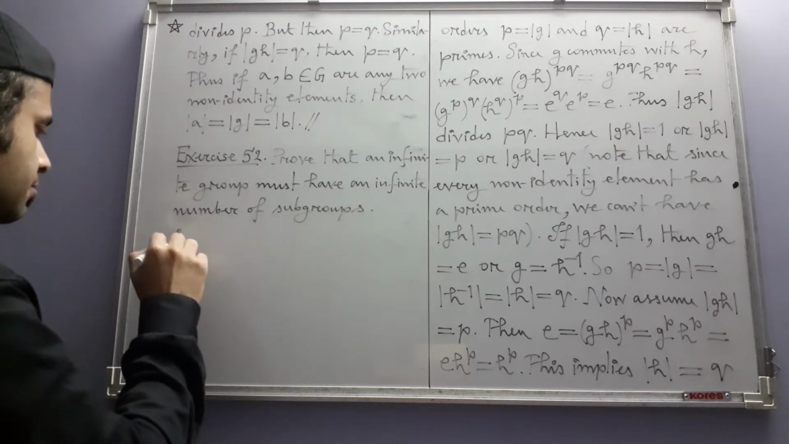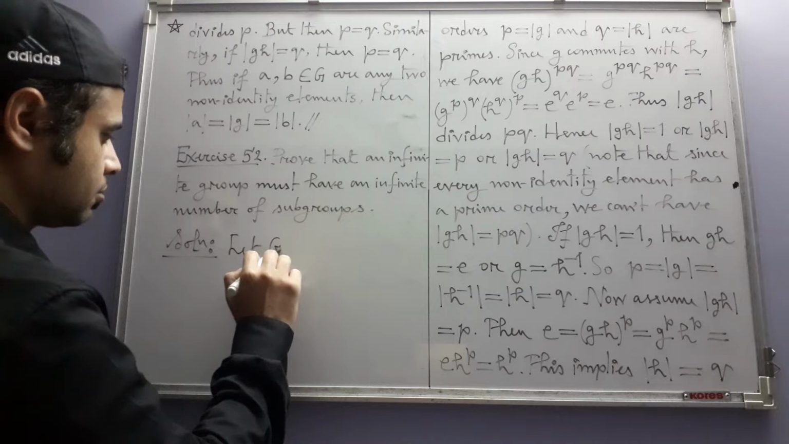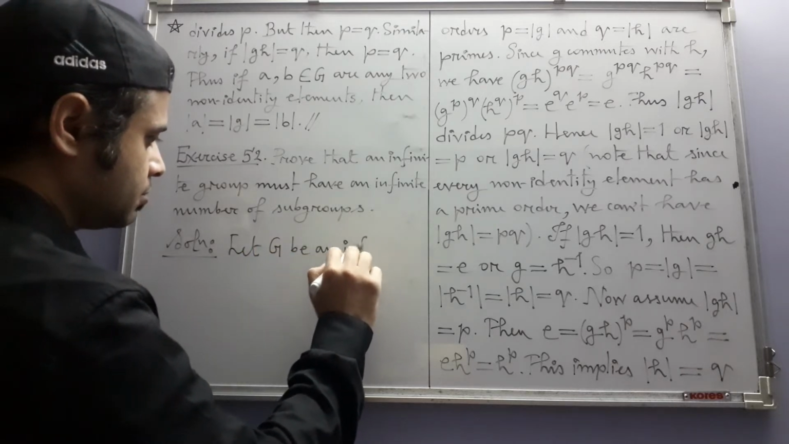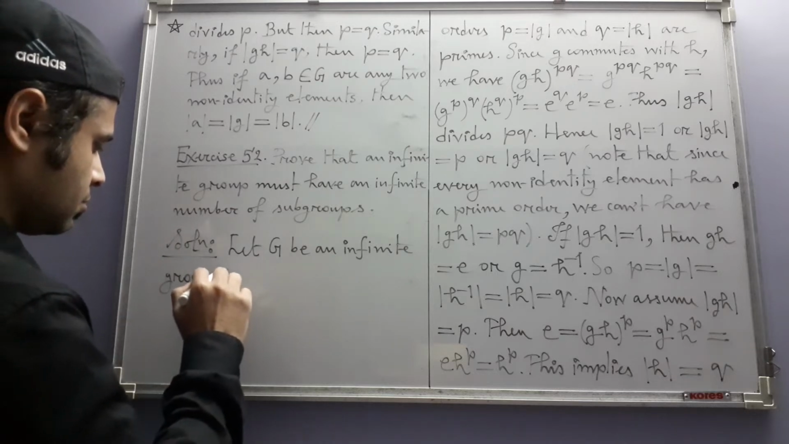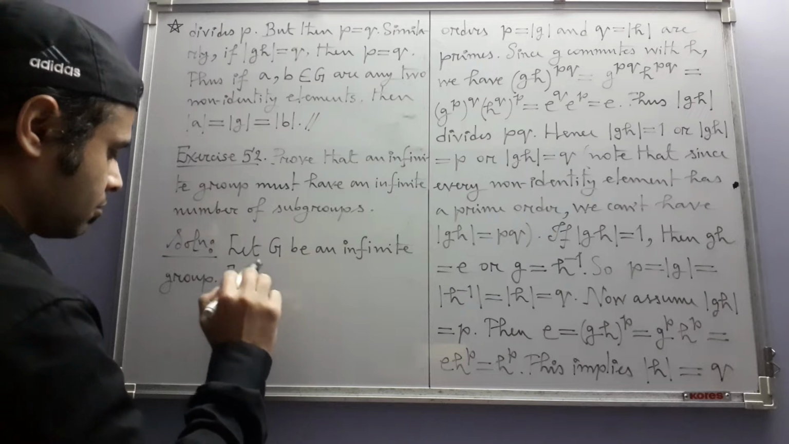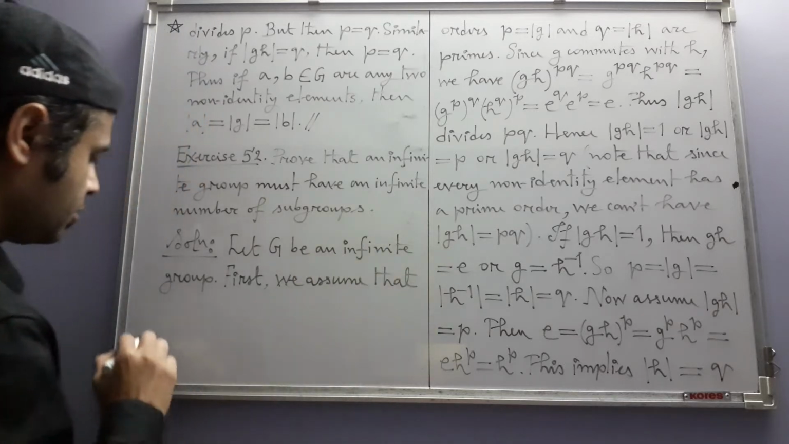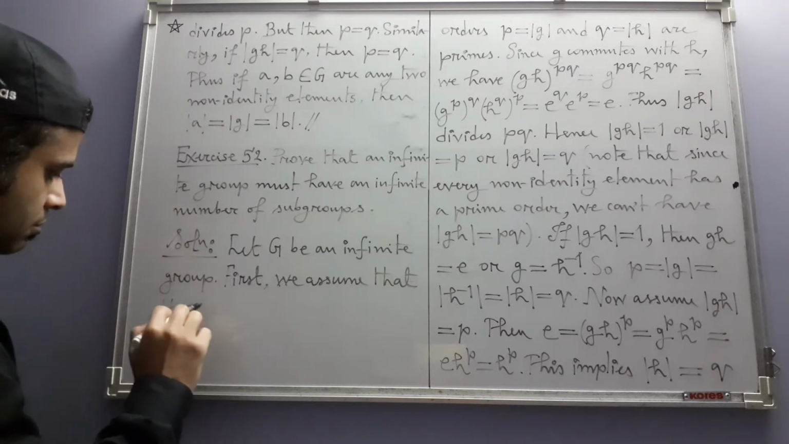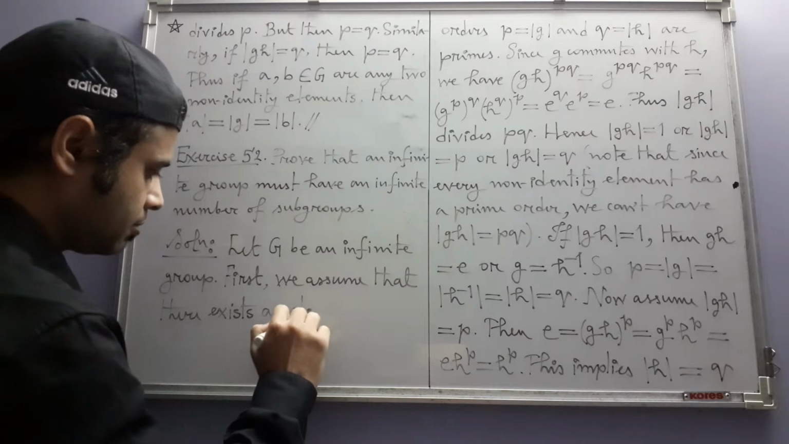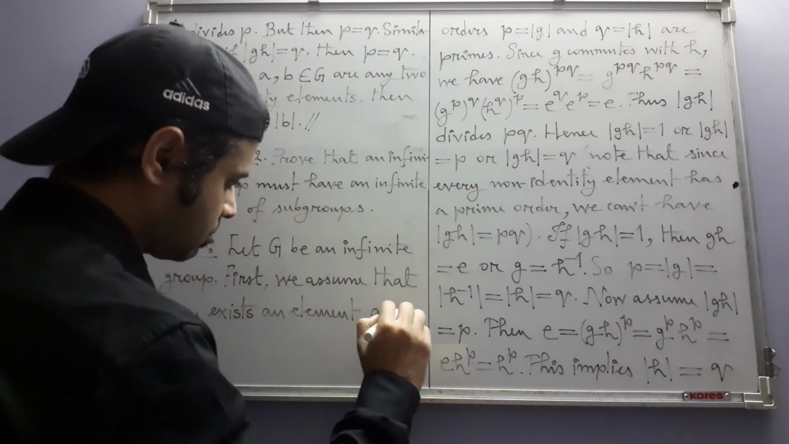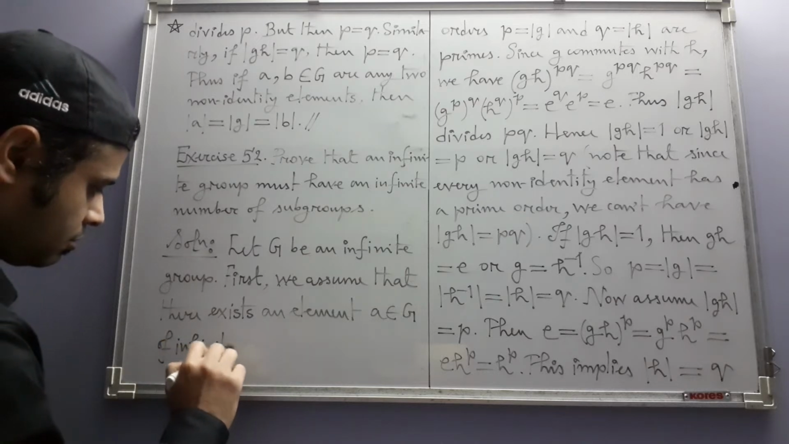Infinite number of subgroups. Let G be an infinite group. First, we assume that there exists an element a in G of infinite order.